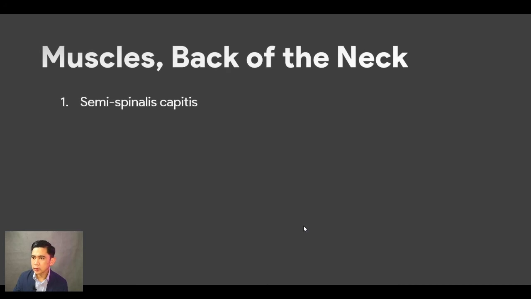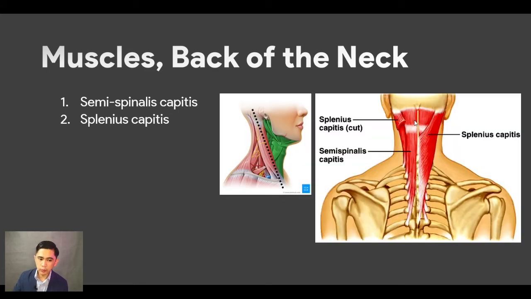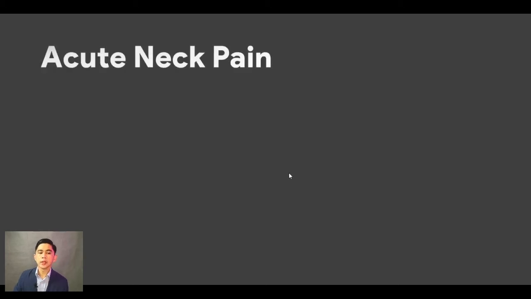So let's go now to the semispinalis capitis and the splenius capitis. This is found more at the back near the head. We have here the splenius capitis and the semispinalis capitis. No? It is deeper than the splenius capitis, and these function to hold the head in place and also to flex to one side and the other.